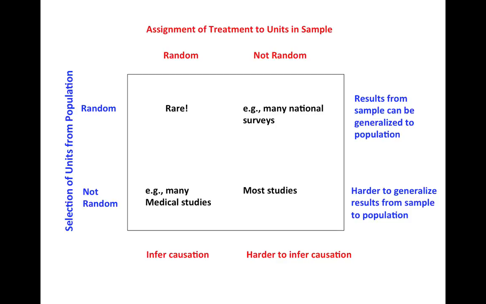What about most studies? Well, most studies neither have random selection of units nor random assignment of treatment, which means it's hard to generalize the results to the target population, and it's hard to infer causation. There are things we can do to try to get closer, but our goal of both generalizing to the target population and saying something causal is often not able to be met. So does that mean we should give up? No. It just means that we need to be cautious as we interpret our results and make sure we're realistic in terms of what kinds of conclusions we're able to draw.